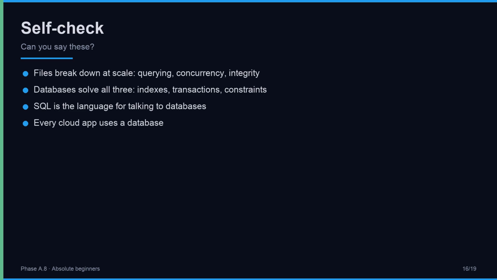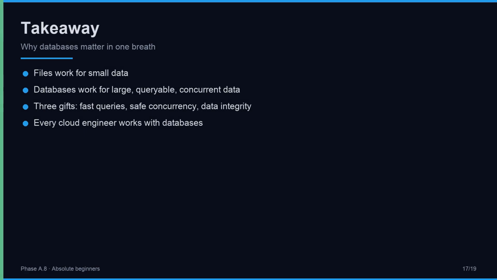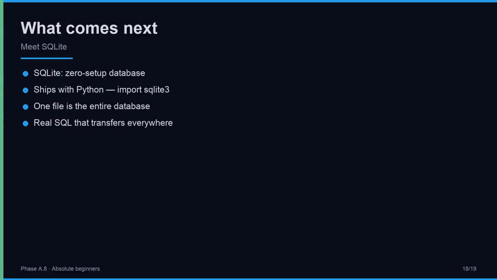Say each out loud. Files work for small data. Databases work for large, queryable, concurrent data. A database gives you 3 things files cannot: fast queries through indexing, safe concurrency through transactions, and data integrity through constraints. Every cloud engineer works with databases daily. That is why this module exists. In the next lesson, we meet SQLite, the friendliest database in the world, and it ships with Python.